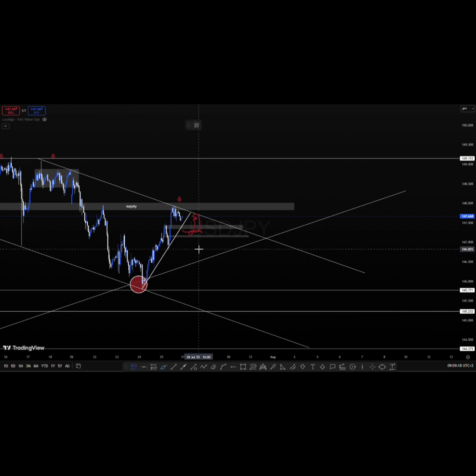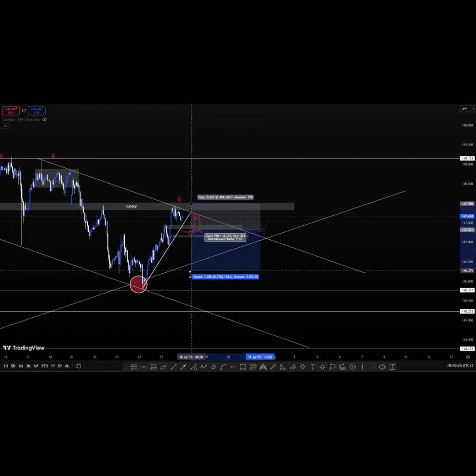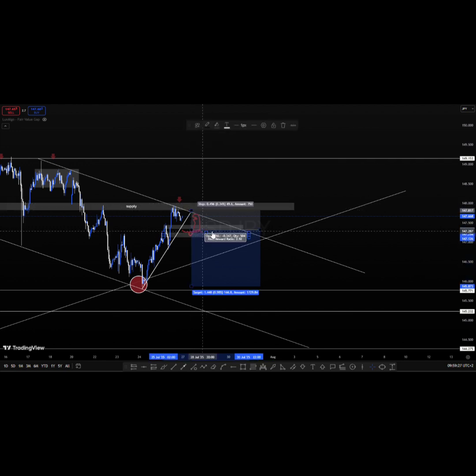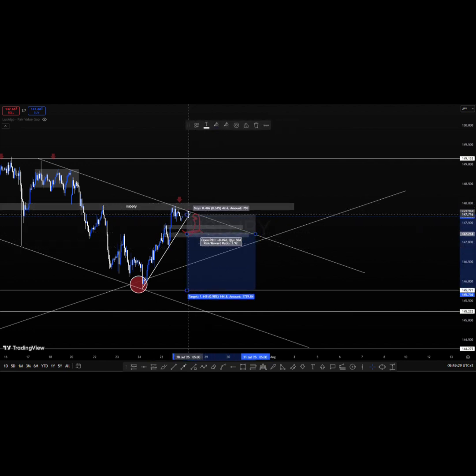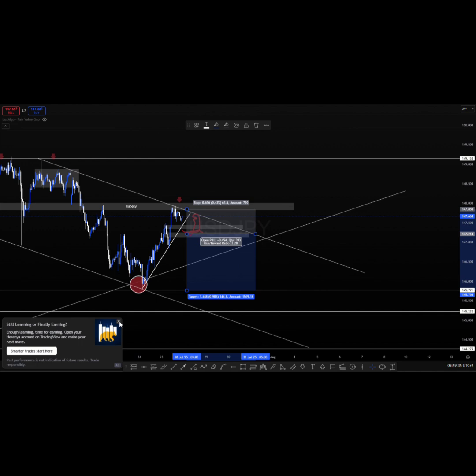So if you put it like this to the downside, make sure that our stop loss looks like this, or maybe let's put it like this. Our stop loss maybe is here, and our TP is here. This is USDJPY. This is how I'm going to trade USDJPY for this week.